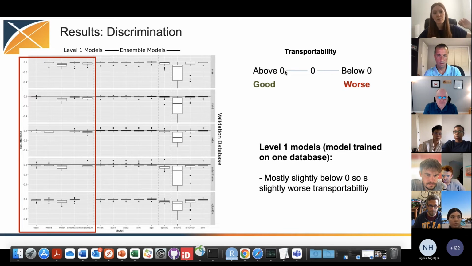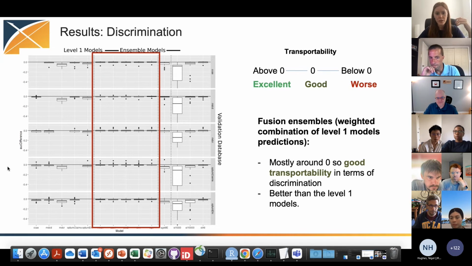Above 0 means your ensemble model or your level 1 model did better than fitting a model in that database. Below 0 means your model is less transportable than if you were able to fit a model in that database. You can see most things were below 0, which you would expect. What I'm highlighting here are the models developed on one database, the non-ensemble models. They generally fall below 0, but not too far below. So in general, the models in terms of discrimination aren't too bad at transporting.